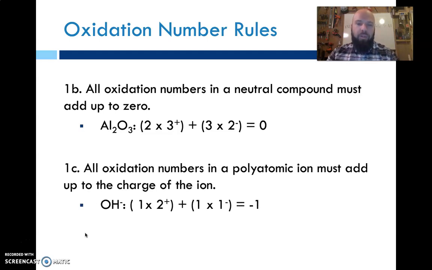All oxidation numbers that are polyatomic should add up to the charge of the polyatomic ion. So hydroxide has a negative charge, meaning oxygen and hydrogen's oxidation numbers have to add to -1. In that case, oxygen here will be 2 minus and hydrogen 1 plus. The signs are reversed in that, so you can make that change in your notes.